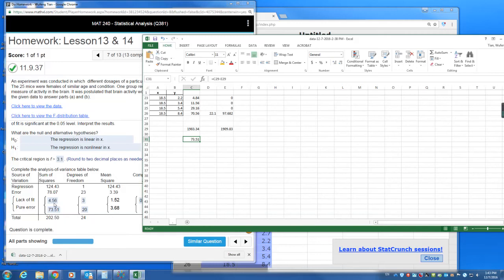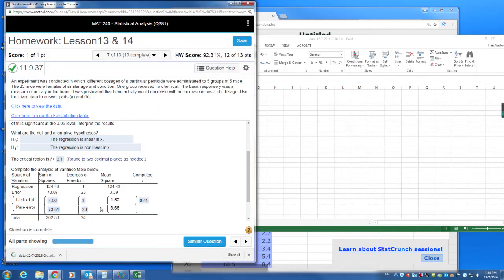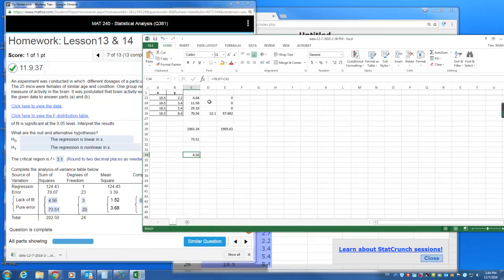And the lack of fit is the total regression error subtracting the pure error, which gives you this. So you use the total error, 78.07, subtract the pure error because of the different y values at the same x, and then you get the lack of fit error, which is 4.56. So you have all of these numbers filled in here. This one is easy. This one you need to do a little bit of work.